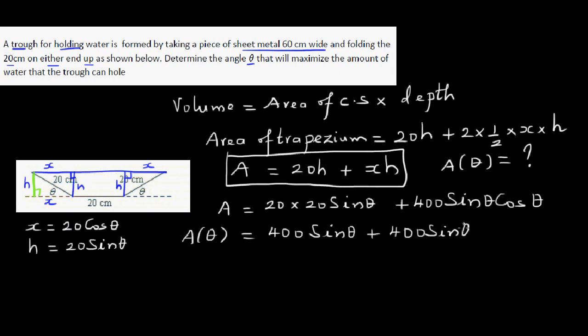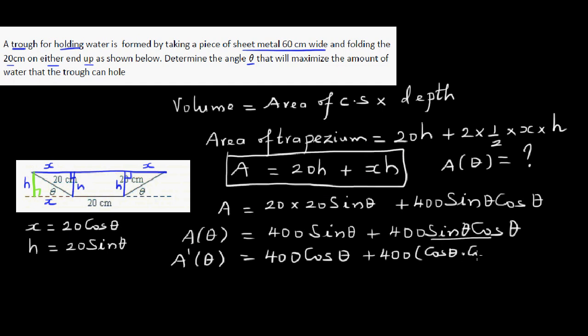Now you should know, for maximization or minimization, you get the maximum when the derivative of this function is going to be zero. So we have to find the derivative. This is how you write it: A dash theta. This is a simple function. Here you have to use the product rule, and here you have to just differentiate this. The differentiation of sine is cos, so this is 400 cos theta. You can factor 400 out and then differentiate this and this, using the product rule. The differentiation of sine theta is cos theta.